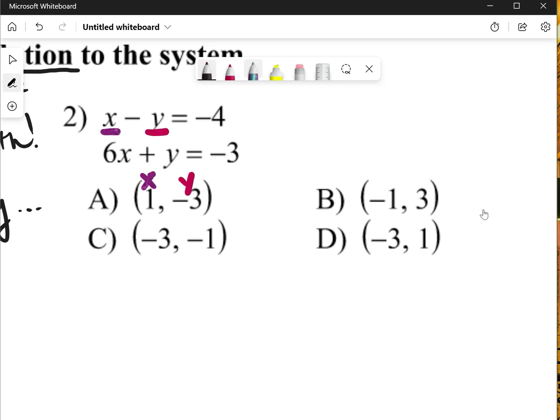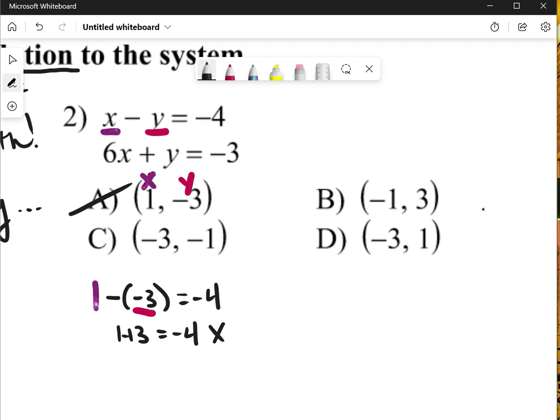Okay, so let's try out letter A. Why not? So 1 minus -3. I'm going to put that in parentheses. That could be a little thing to be careful of. Equals -4. And let's actually see, 1 minus -3. Well, that is 1 plus 3. Is that equal to -4? No. So automatically, not letter A.